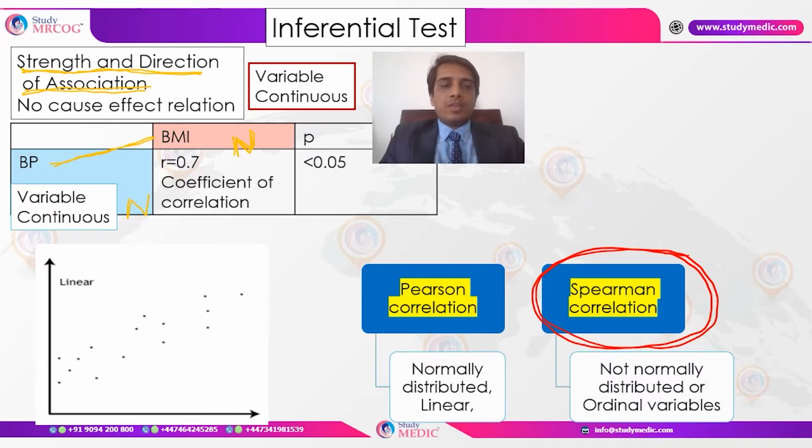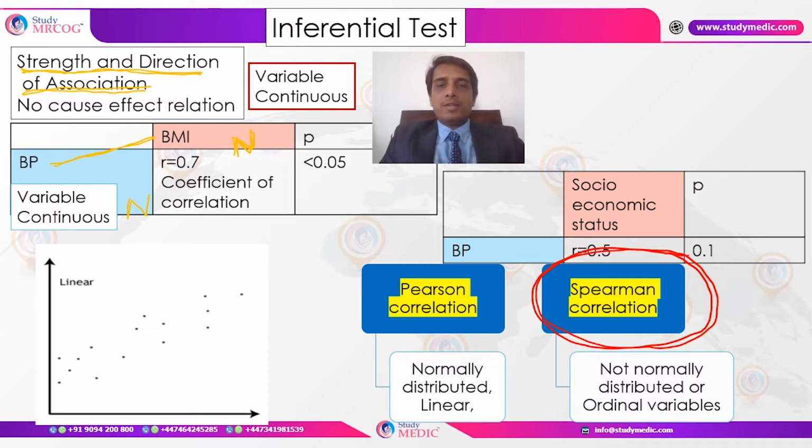Now you can see below here there is a scatter plot between the BP and BMI. At a particular BP, what is the BMI? So scatter plot represents the association between the bivariate variables.